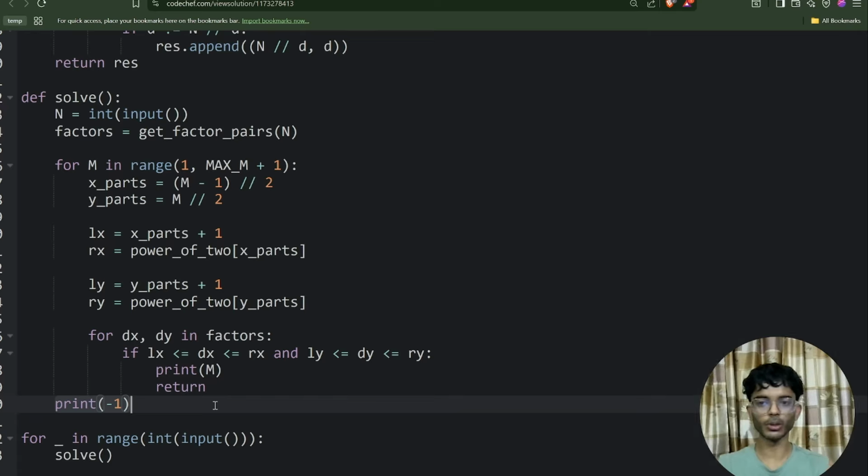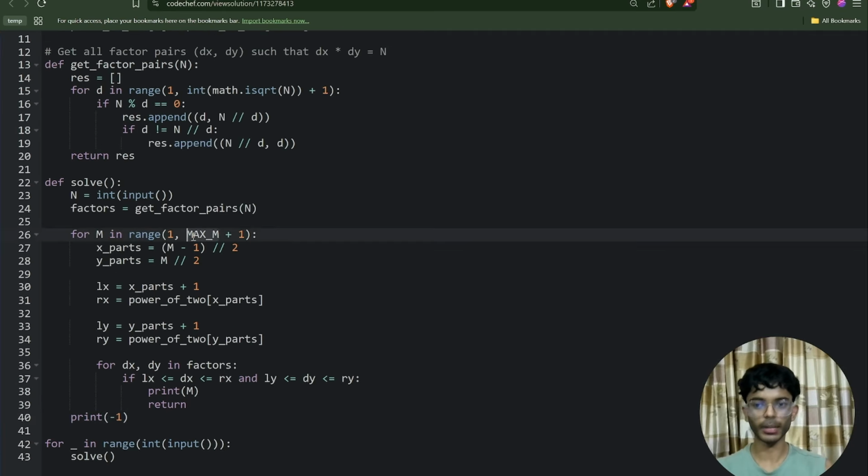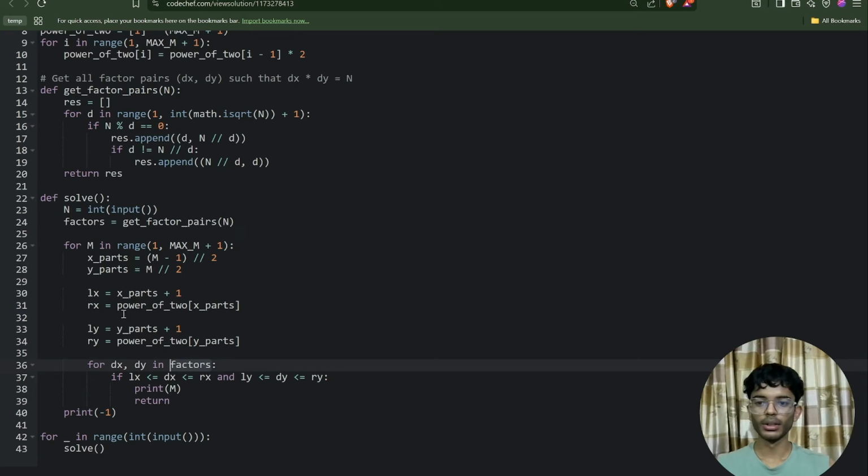So this is pretty much the whole solution. The time complexity is 65 into square root of n for each test case because the maximum m is 65 and the number of factors can be at max square root of n. So yeah, this is pretty much the whole solution.